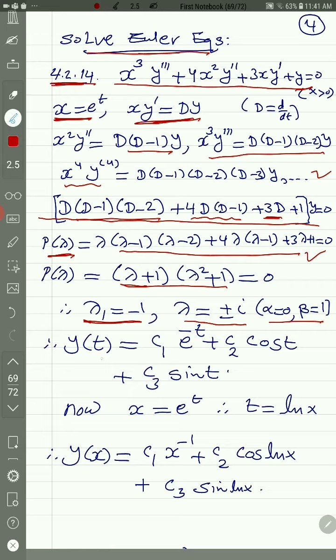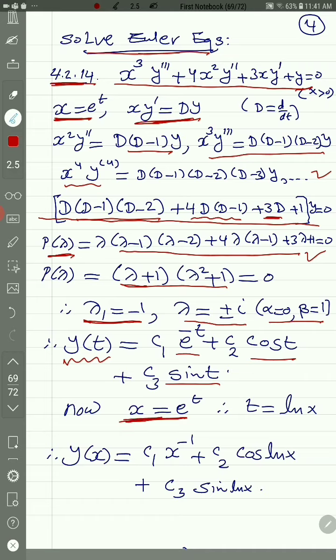So we first write y of t. Be careful, because we are using exponential e to the power t. So this is y of t, e^(-t). And this gave you the complex, because beta of 1 and alpha of 0. Now you return back to your x. This is the most important.